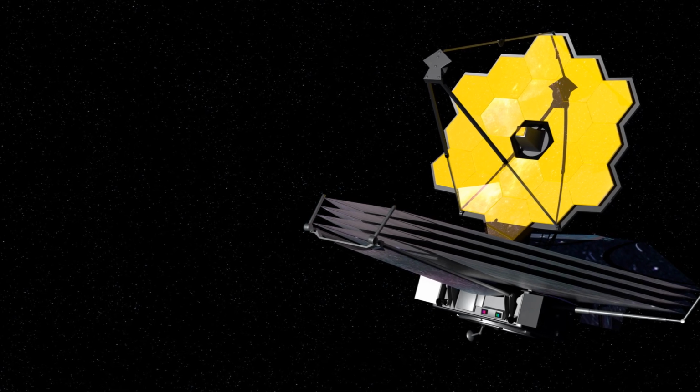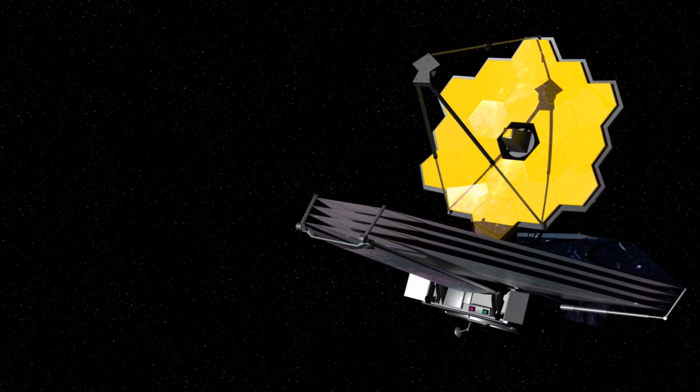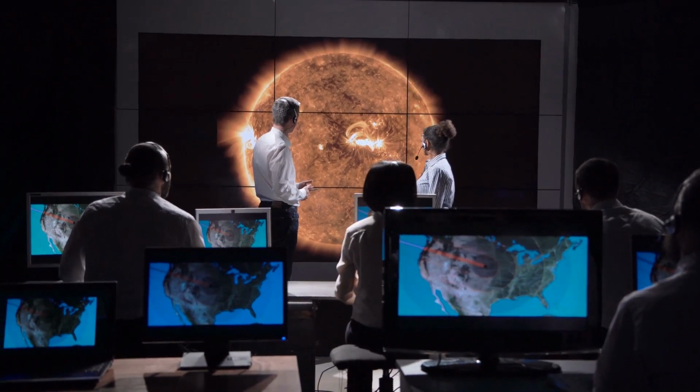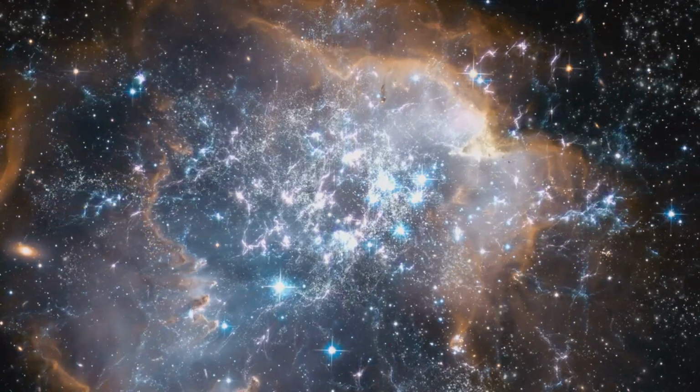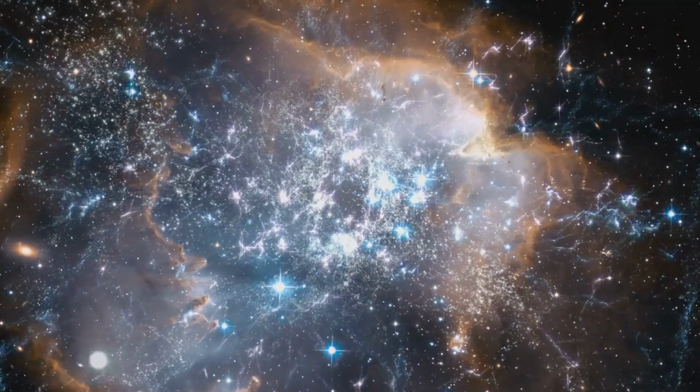With two of NASA's flagship telescopes confirming these findings, the Hubble tension is now a challenge we can't ignore. It's a puzzle, but also an incredible opportunity to unlock more secrets of the cosmos.